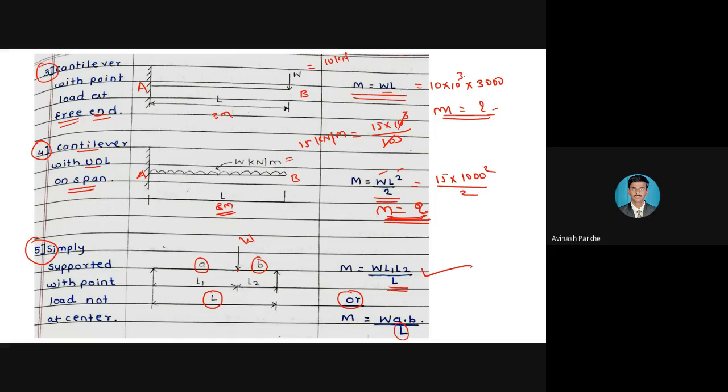But here don't convert UDL into point load. Convert that UDL from kilonewton meter to Newton mm, and that Newton mm value we have to put in the bending moment formula. Then length also we have to convert in mm. Wherever the L square is given, L cube is given, that also we have to take, and we have to calculate the total bending moment for that particular beam.